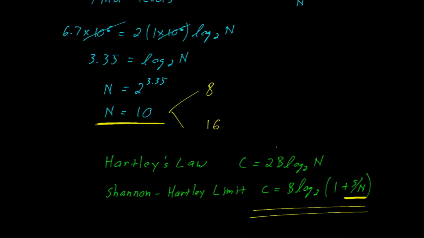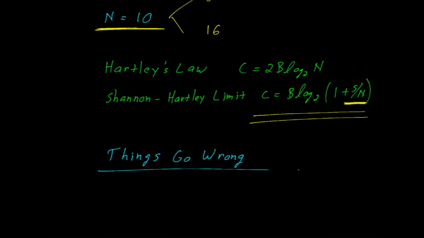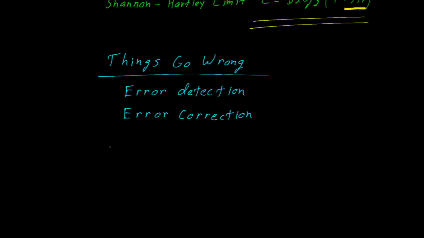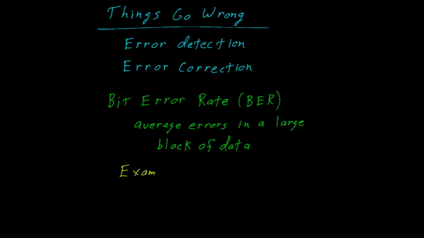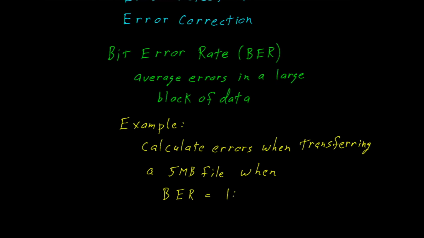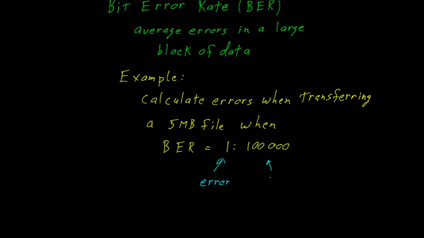As we close this discussion, I think it's important that we recognize that things can and will go wrong. There will be bit errors, which moves us into a new field of error detection and error correction. Here's a new concept for you. It's known as the bit error rate, which could be described as the average number of errors in a large block. For example, calculate the number of errors in a 5 megabyte file when the bit error rate is 1 in 100,000. That's 1 error for 100,000 bits.